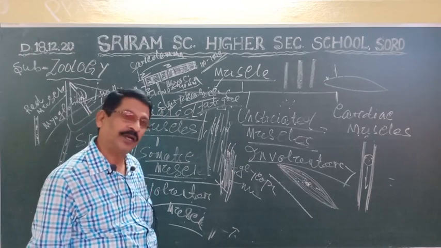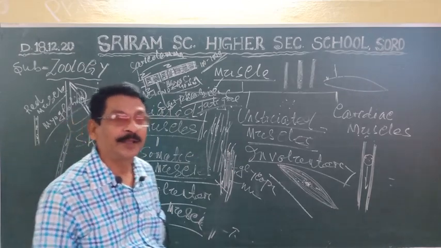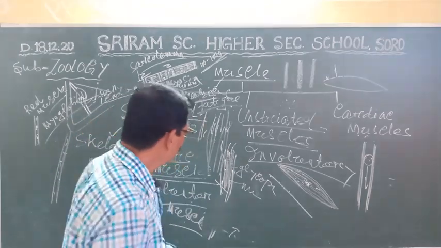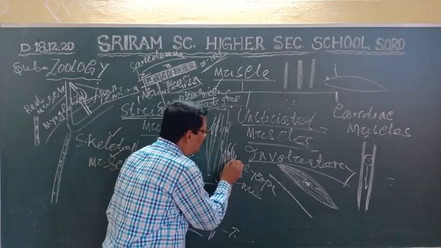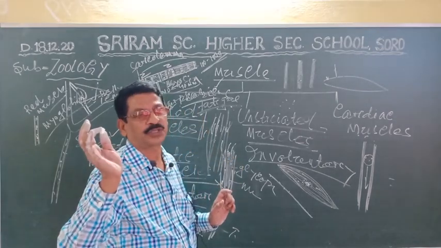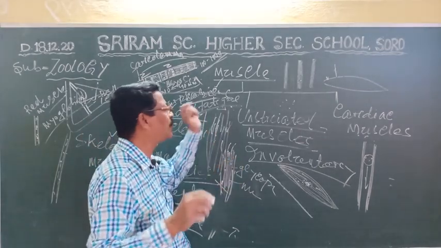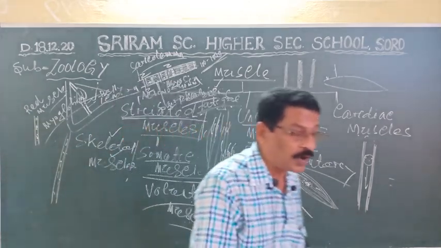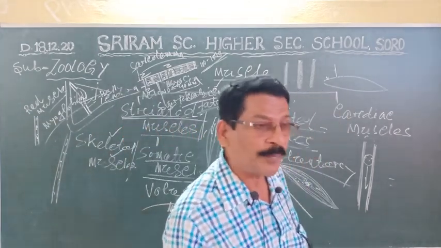Nerve fibers. Clear? So this is called the multi-unit muscle. That is all otherwise called the neurogenic muscle.